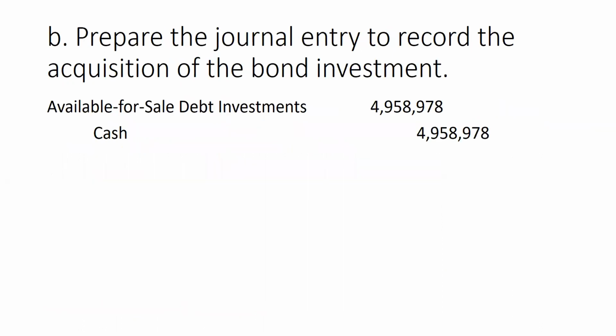The second requirement is that we prepare the journal entry. We have the amount. The only question that we have here is which account to debit. Since we're not going to hold the bonds to maturity, nor actively trade them, they're classified as an available for sale debt investment. This is an asset account, so we debit it and credit cash.